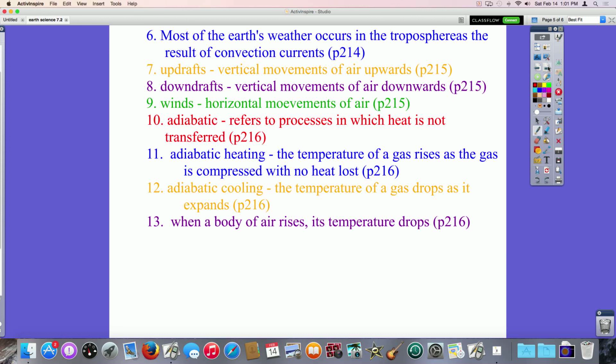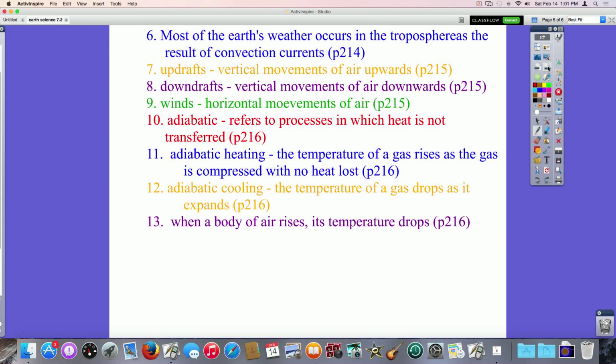And adiabatic cooling is the opposite of that. The temperature of a gas drops as it expands. So as we release pressure on it, those molecules can move further away, resulting in fewer collisions, and therefore a lower temperature reading. And this is exactly what happens in our weather. Insulation comes in, heats up the air close to the ground as the rocks and stuff absorb heat, radiate it back out, and the air gets hotter and hotter, and that hot air rises. That's transfer of energy. We just talked about conduction and convection right there, and really radiation as well.